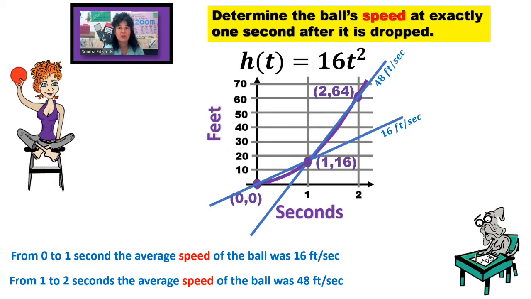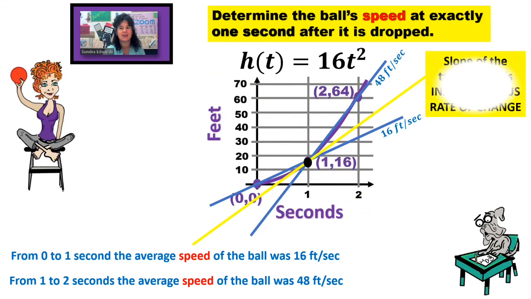If I show this graphically, at 1 second, if I draw in a tangent line at 1 second, the slope of that tangent line is how fast the ball is going at 1 second. That is a really, really key idea here. The slope of the tangent is instantaneous rate of change.